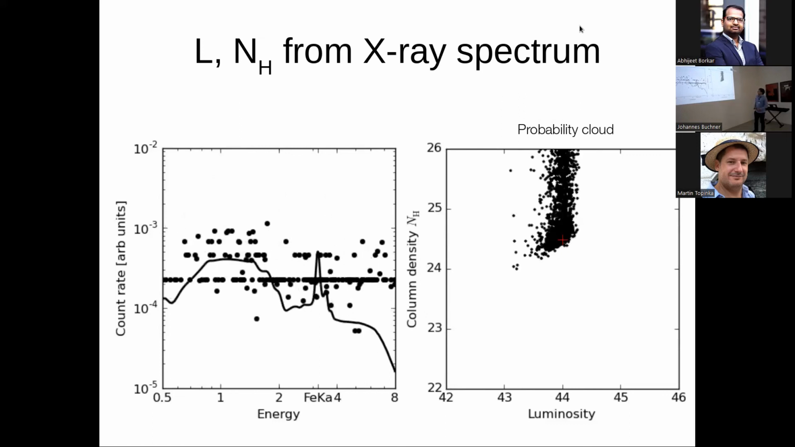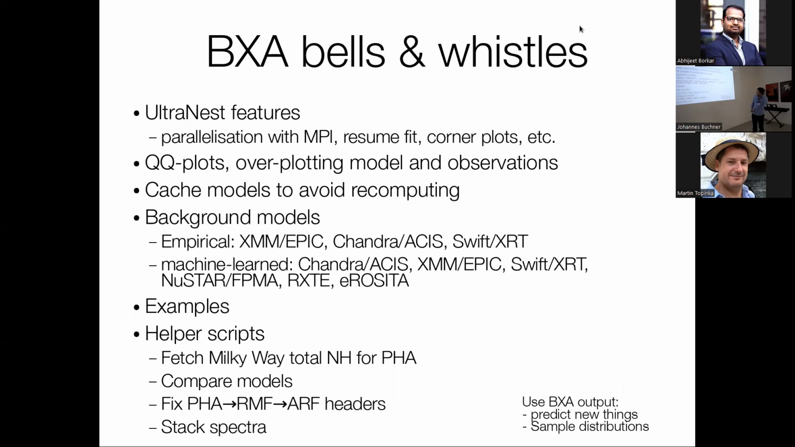Yeah, so that gives you the probability distributions. There are some bells and whistles in BXA that we will try out: background models for a variety of instruments, some helper scripts, things like that.